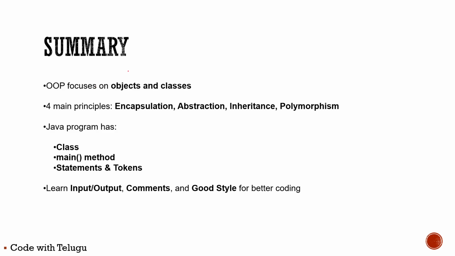So finally, we learned in this session: OOPs. What is OOPs and what is the use of objects and classes? What are the main principles of OOPs? What is a class? What is the main method, and what is the use of the main method? And statements and tokens. We learned input and output, comments, and good style, and how to write a Java program.